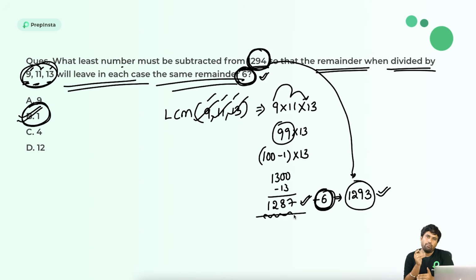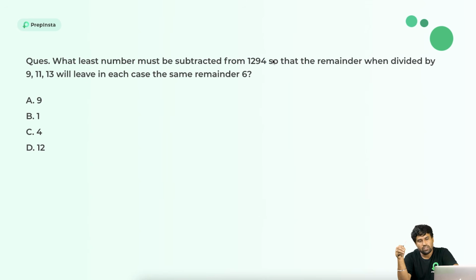See, if you know the basic theory of all this stuff, you can solve the problem in a simple manner. If you don't know the theory, you will end up with messy answers, and so many people will do the option elimination method and all these things, which will take a lot of time, guys. So this is how you have to do the problems.